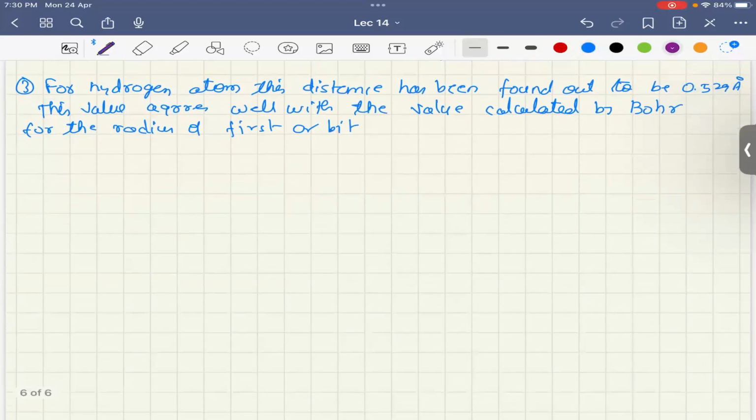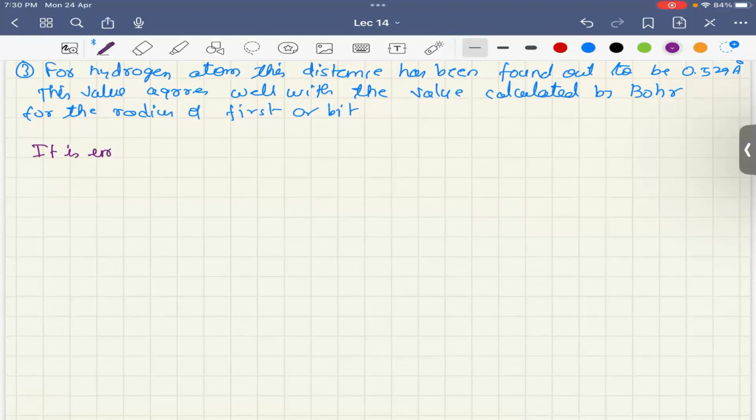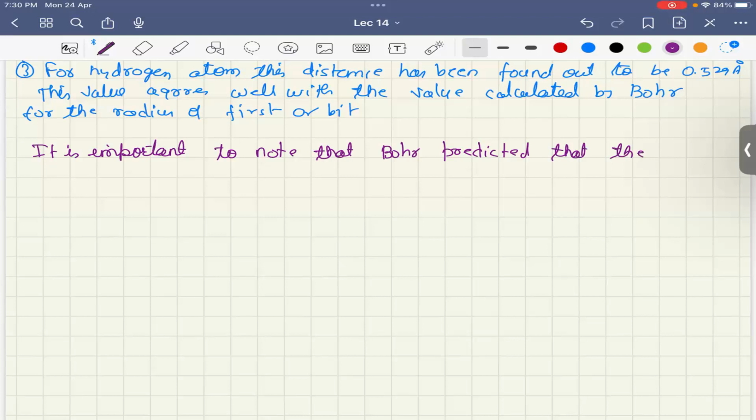However, it is important to note that Bohr predicted that the electron will always be at r equals 0.529 angstrom for the hydrogen atom, right?